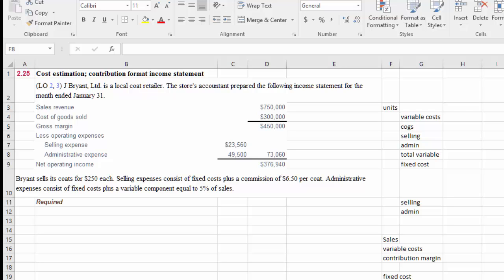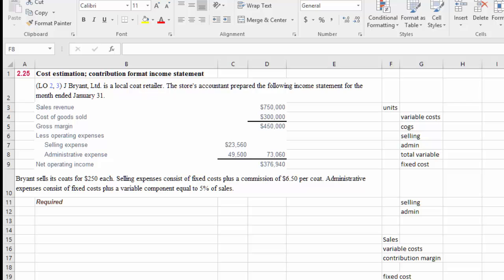And what we have here is Jay Bryant is a local coat retailer. The store accountant is preparing the following income statement information. So what you see here is we have sales, cost of goods, gross margin, and then we have our selling and administrative expenses. What we see here is that Brian sells its coats for $250 each. Selling expenses consist of a fixed cost plus a commission of $6.50 per coat. Administrative expenses consist of a fixed cost plus a variable component of 5% of sales.